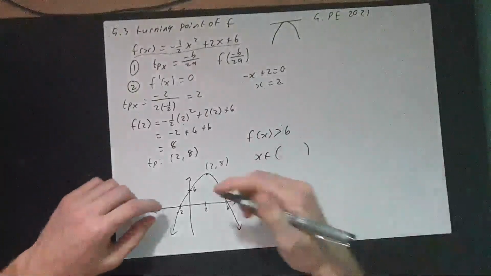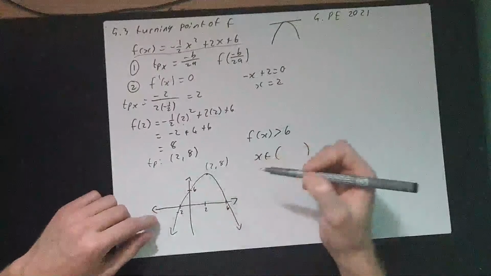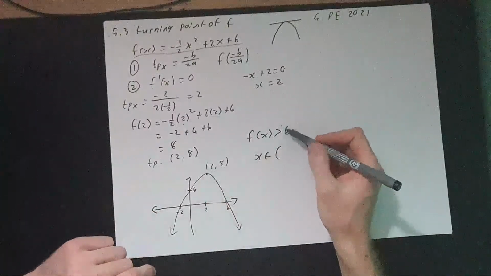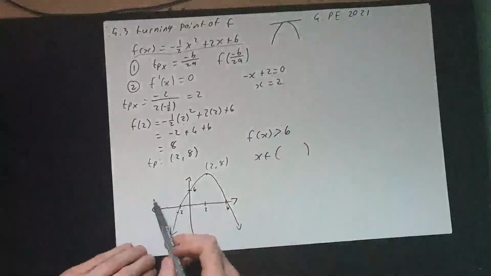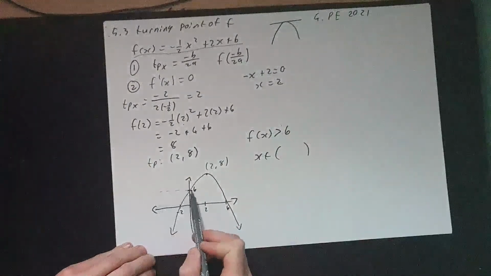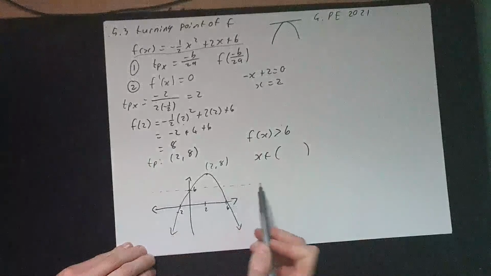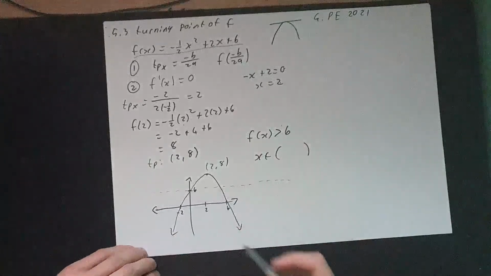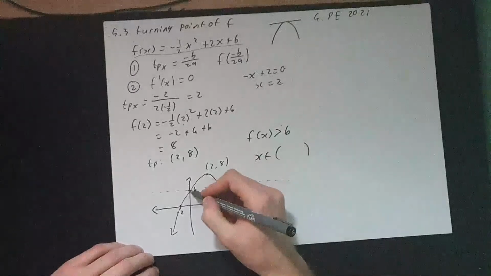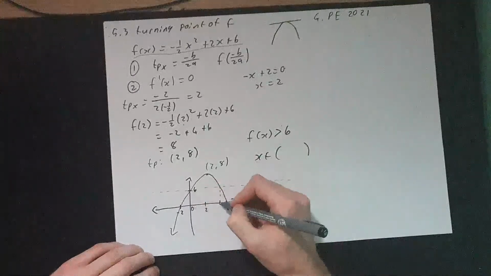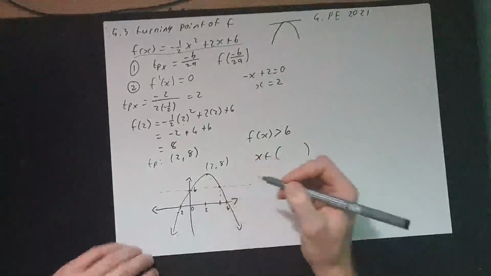Why? Because it's strictly greater. So if we look at our graph over here, 6 is my y value I'm looking at. So where is the function bigger than 6? What we do is draw a dotted line at 6 that cuts across like this. Now we've got to find this coordinate over here, and this one's 0. So we need to go find its opposite one over there.